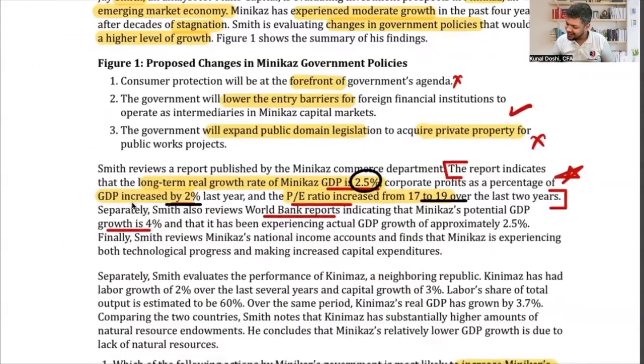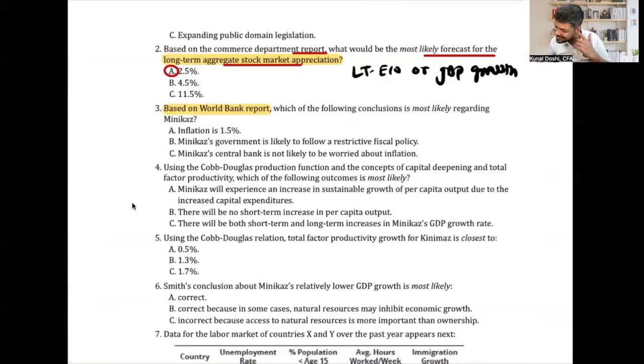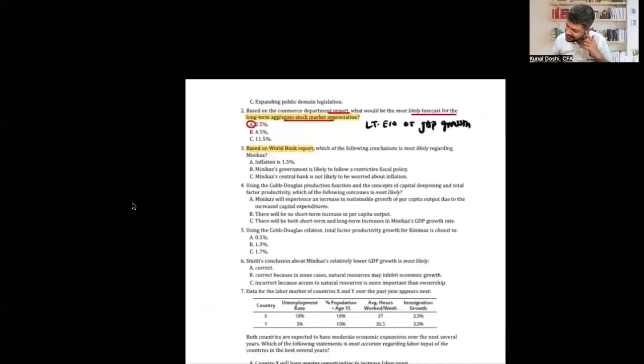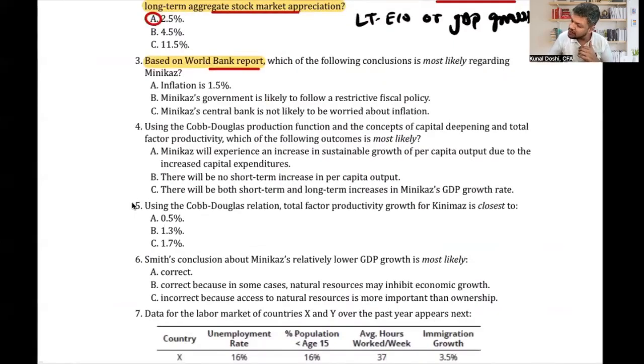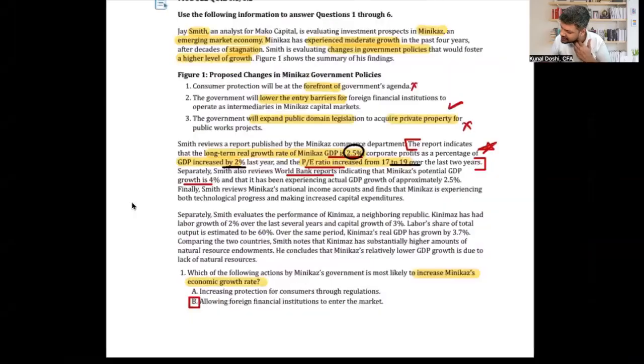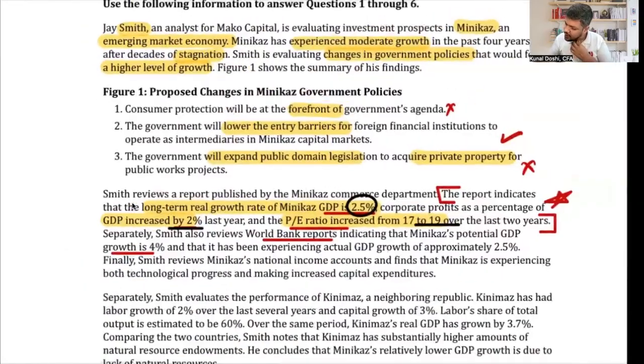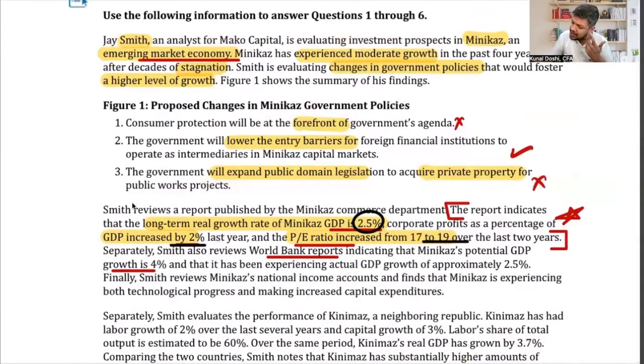Okay, yeah. So let's discuss this case study. We did a couple of questions. Now let us do the rest. Based on the World Bank report, which of the following conclusions is most likely regarding Minica? Okay, what were we discussing about Minica? Well, Minica is an emerging market economy experiencing moderate growth in recent years, with some stagnation in the past. Changes in government policies are expected.